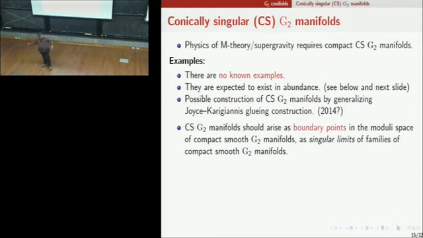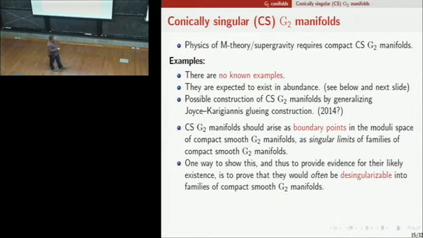These are singular objects. They're not smooth manifolds, but we should expect them to arise as boundary points on the moduli space of compact smooth G2 manifolds. The moduli space is of course non-compact, and if you want to compactify it, you want to throw in things which are not smooth manifolds. They're going to be singular objects arising at some kind of limit of smooth compact G2 manifolds. So this is one way to possibly compactify the moduli space. It's almost certainly not the only thing.